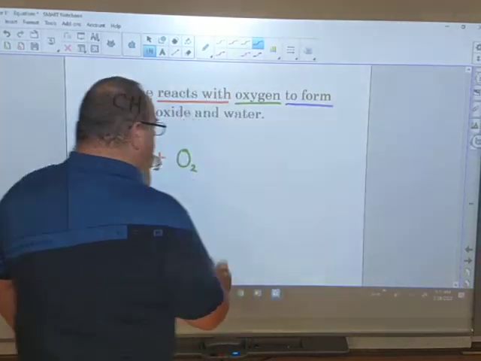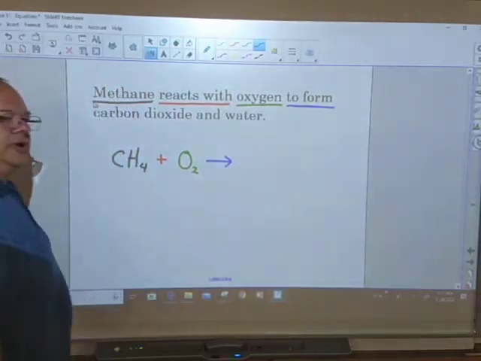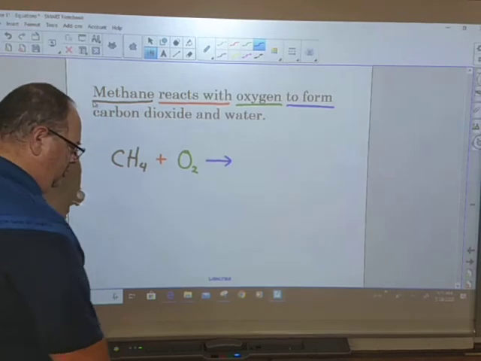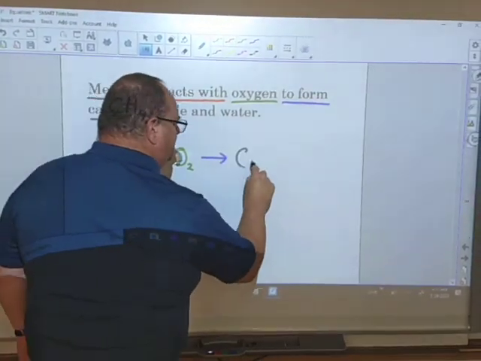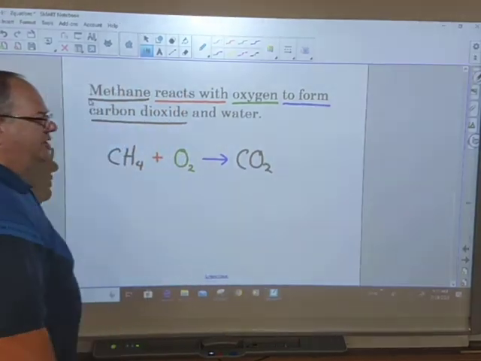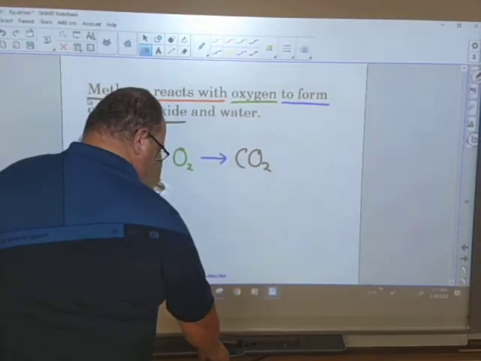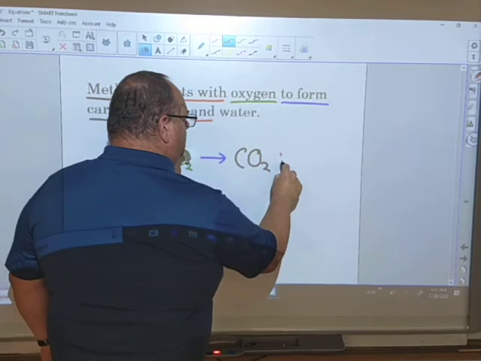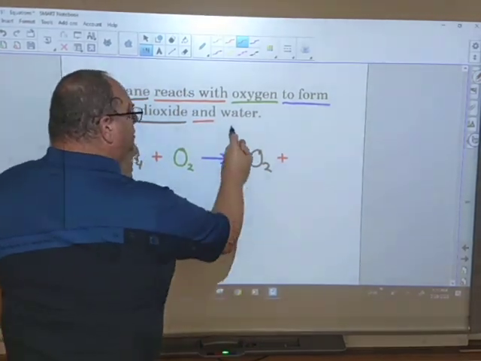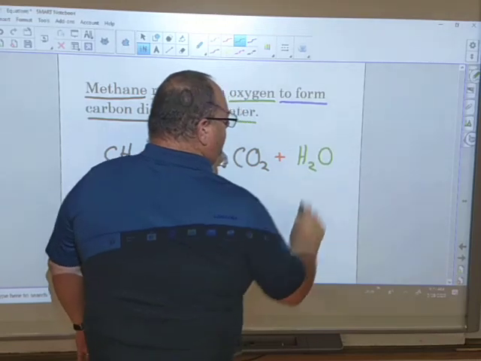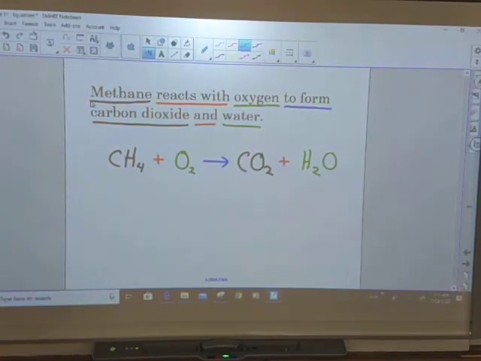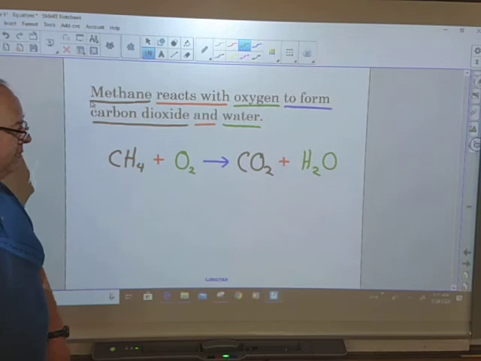To form, there's an arrow. Carbon dioxide, CO2. You guys should know how to do that one. And water. I think you guys know this one. So that's how a chemist would write that out, except it's got a major problem.